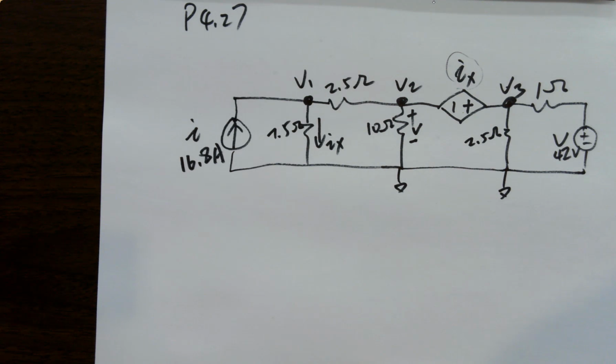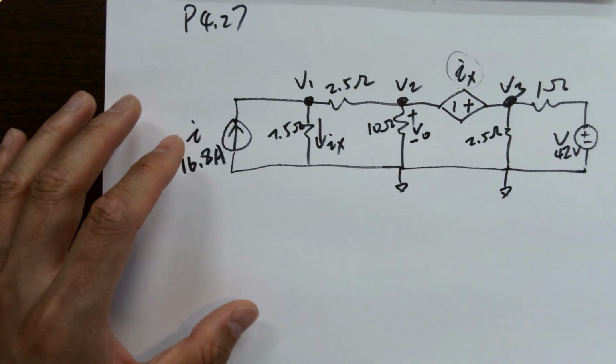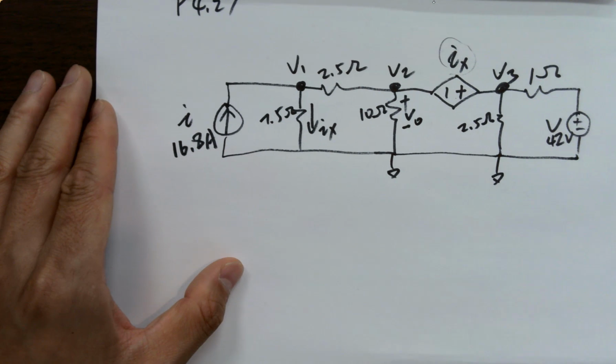You use the node voltage method to find V in the circuit. Oh yeah, so I think it's mislabeled. Let's label that VL. Don't get confused.